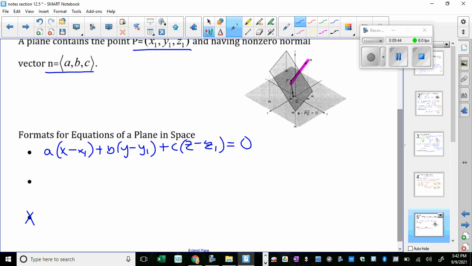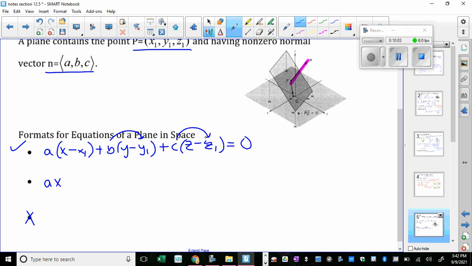Now, usually you're not going to leave it like this. You're going to multiply it out. So what's going to happen is you're going to get a times x, and then you're going to have a times x1 when you distribute. Well, a times x1 is going to be a number. And then b times y1 is going to be another number. And then c times z1 is going to be another number.